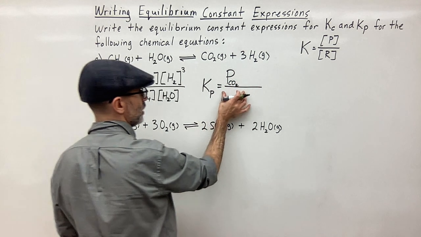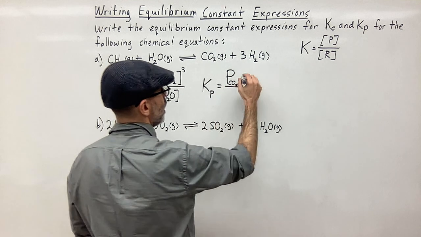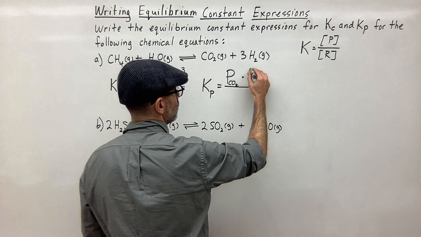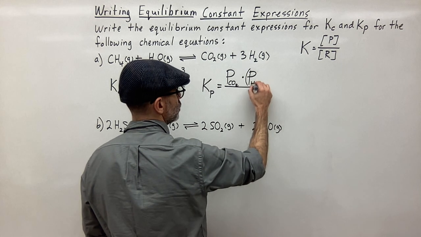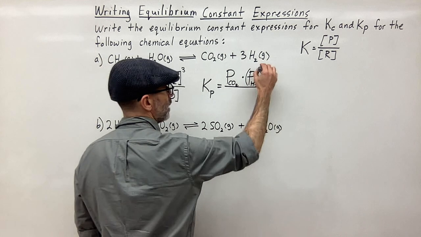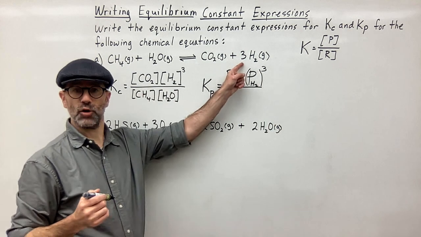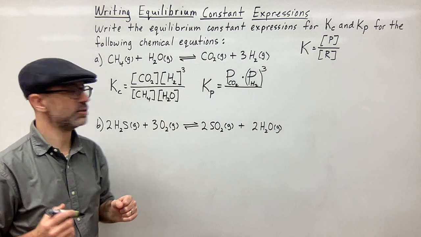So we have the partial pressure of CO2, multiplied by the partial pressure of H2, but that's going to be raised to the power of 3 because we have a 3 coefficient. Here again, raised to the power of 1, but we don't write ones.